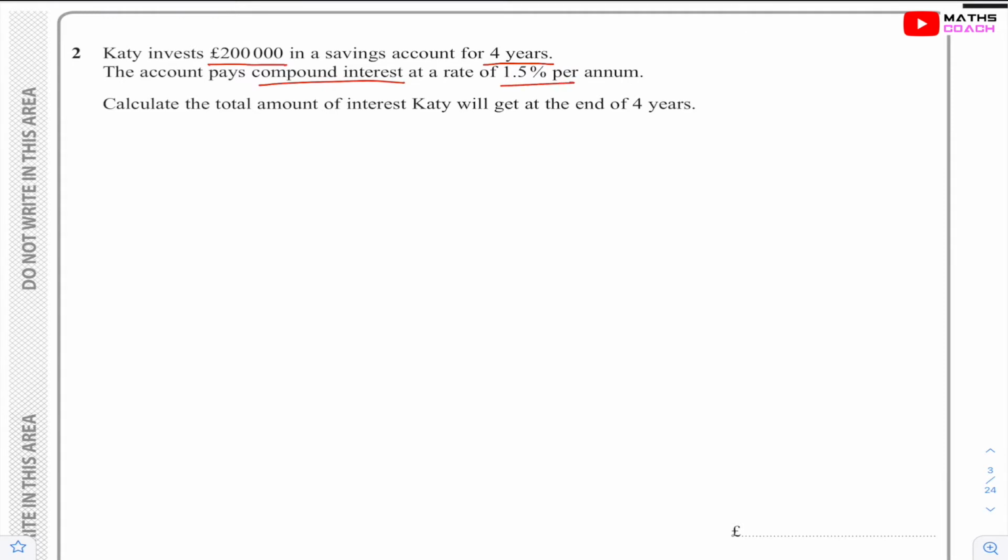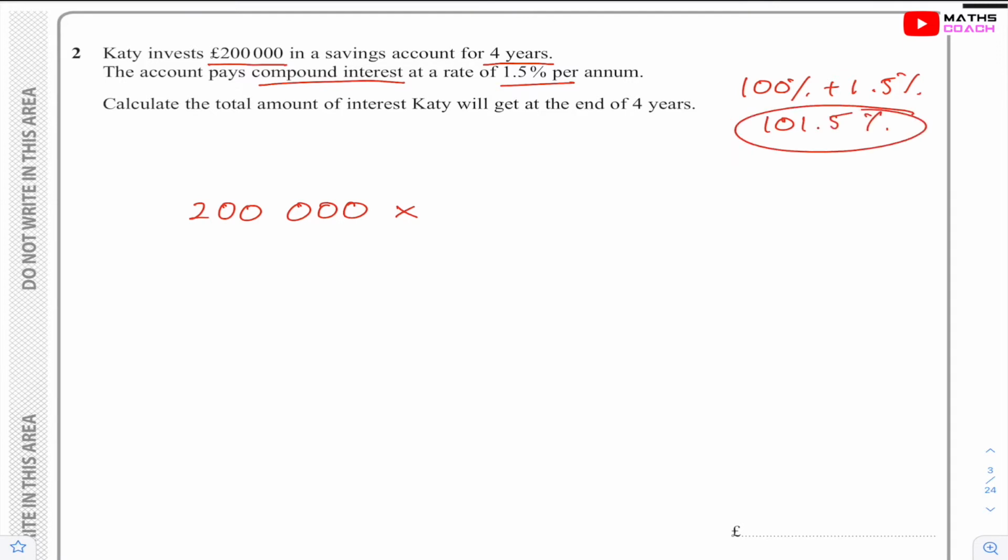So to calculate the total amount, we'd start off with the original amount, 200,000, and we times it by the multiplier. Now the multiplier, we have 100% plus 1.5% because we are getting an increase of 1.5%. So that gives us 101.5%. So to convert that into a multiplier, we just divide by 100 and we get 1.015. And we do that to the power of 4 because we want to know how much we get at the end of 4 years.